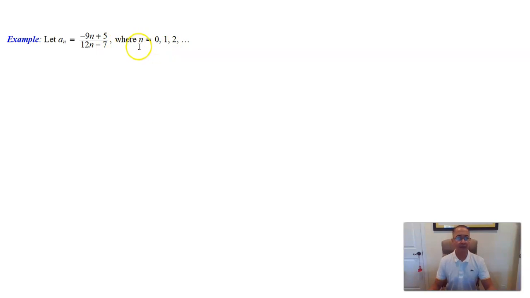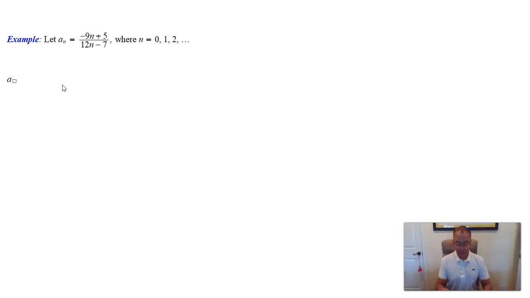No, of course not. We can start at 1 or 2 or even a negative number, because the only time that the denominator is 0 occurs when n is 7 over 12. But 7 over 12 is not an integer. It's not a whole number. So we can actually start the sequence at any integer that we want. All right. So let's compute the first few terms.